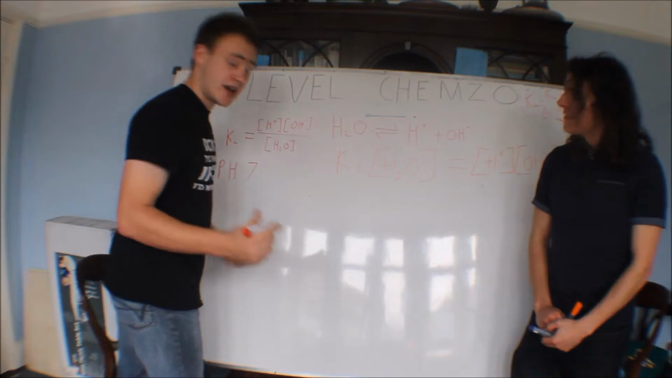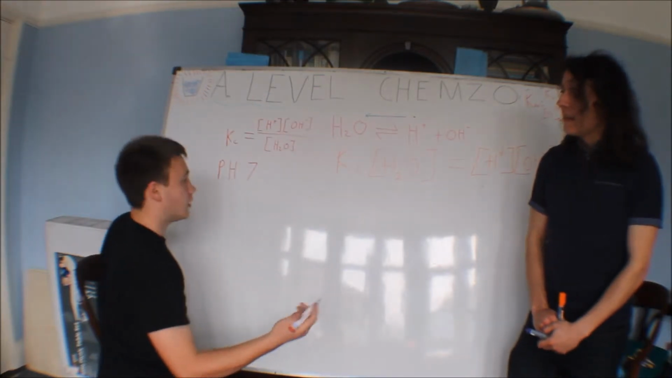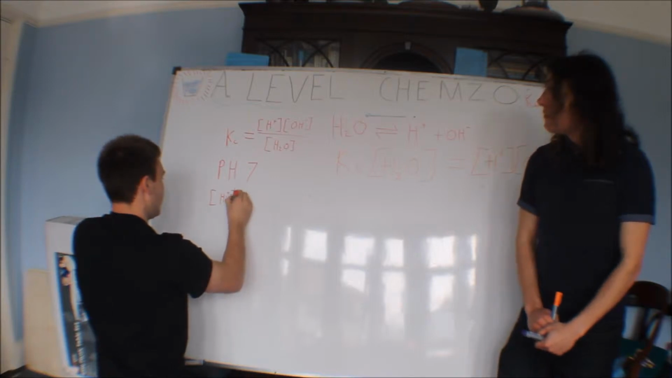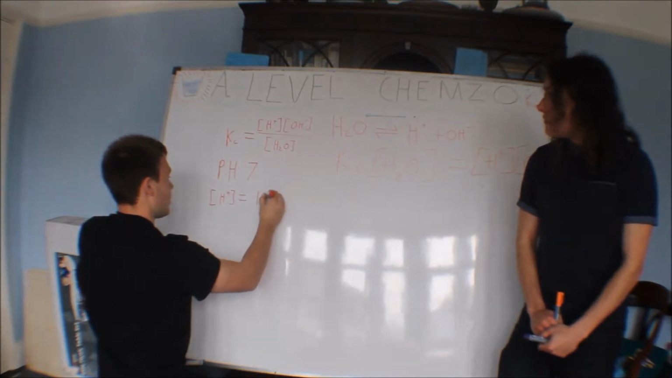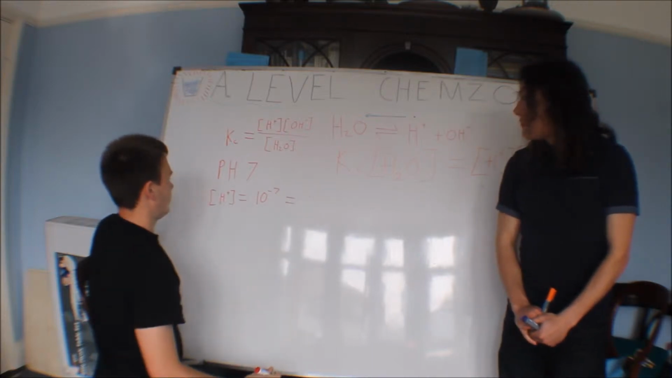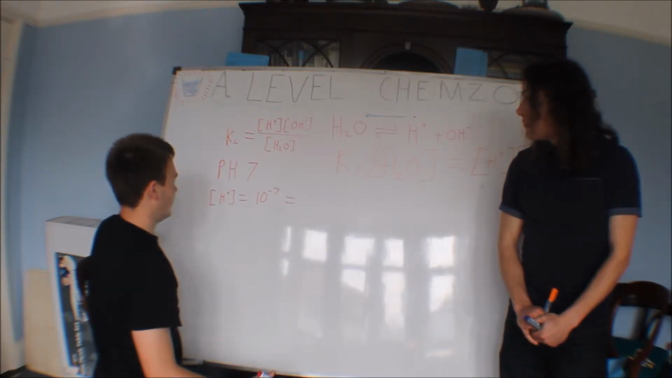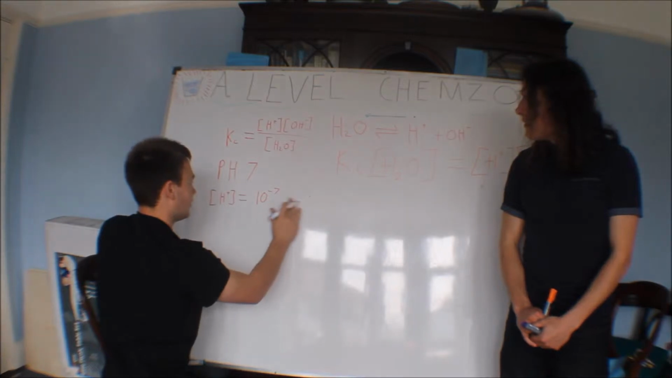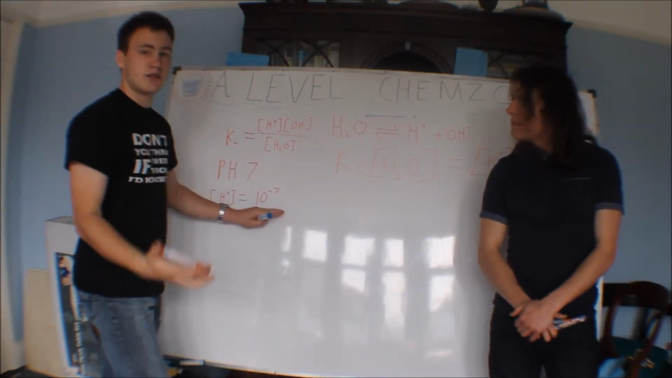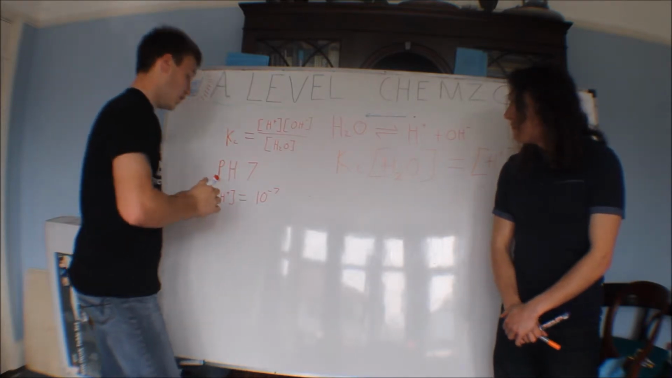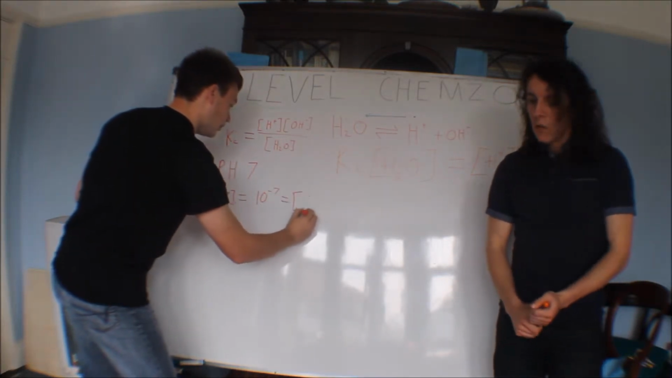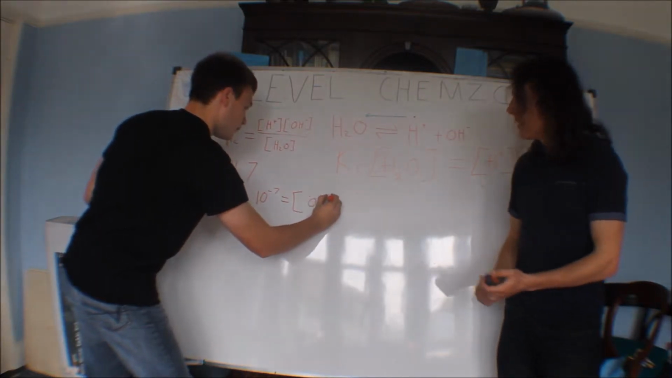And again, we've done a pH equation in a previous video, so we can work out the concentration of H plus by doing 10 to the minus pH. So 7. I think that just gives us 10 to the minus 7. So that is our concentration of H plus. We can also say that OH minus is the same, so it must also equal 10 to the minus 7.